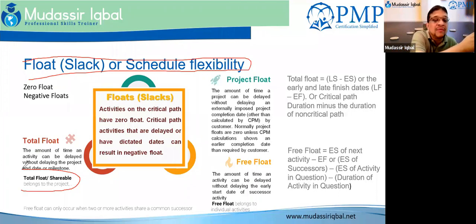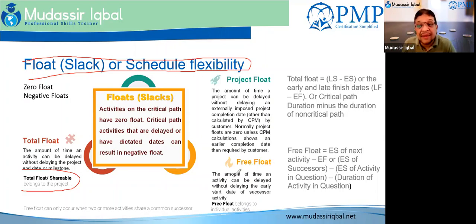Activity A took 1 week, activity D took 1 week. Activity A took 2 weeks, activity D will not take anything. So it's a shareable float. The amount of the time an activity can be delayed without delaying the project end date or any milestone that you have. Fair enough?